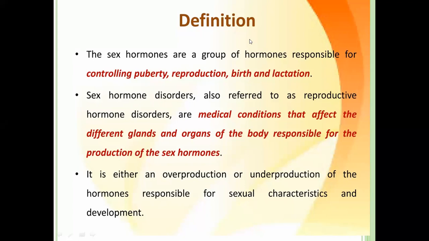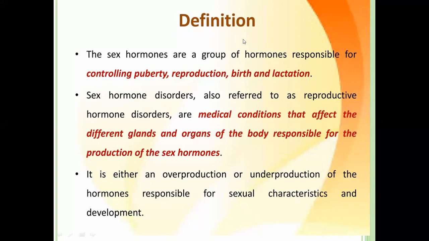Sex hormones are a group of hormones. They are responsible for controlling puberty. So the secretions of the female reproductive system or male reproductive system are a group of hormones responsible for controlling puberty, reproduction, birth, and lactation.